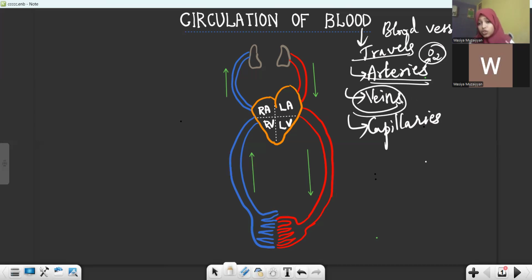And veins are those blood vessels that carry deoxygenated, carbon dioxide rich or waste rich blood away from our system. And capillaries are network-like structures that are connected with each other that help in the transportation that we'll be studying in a little bit. Okay, so now let's study how this actually works.